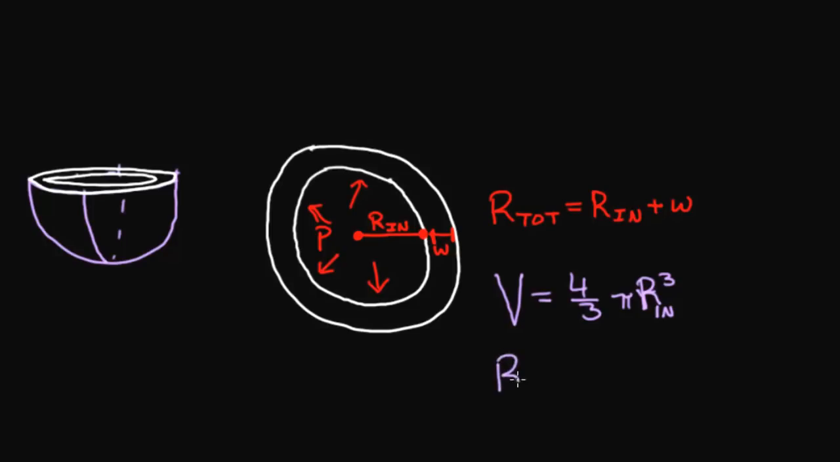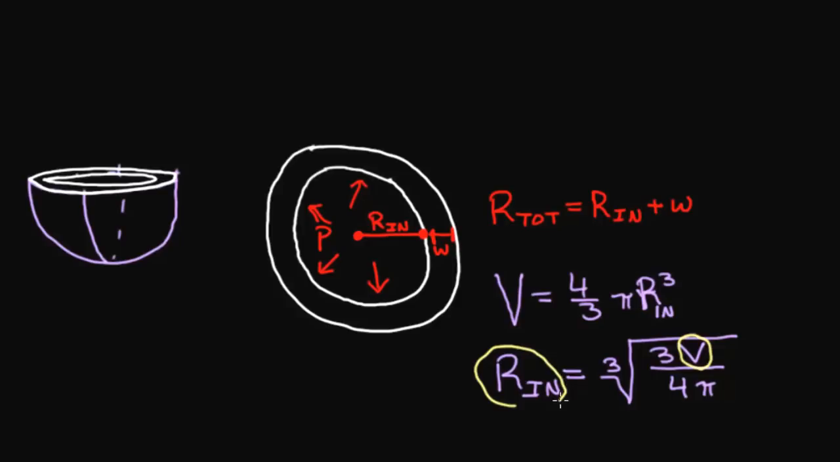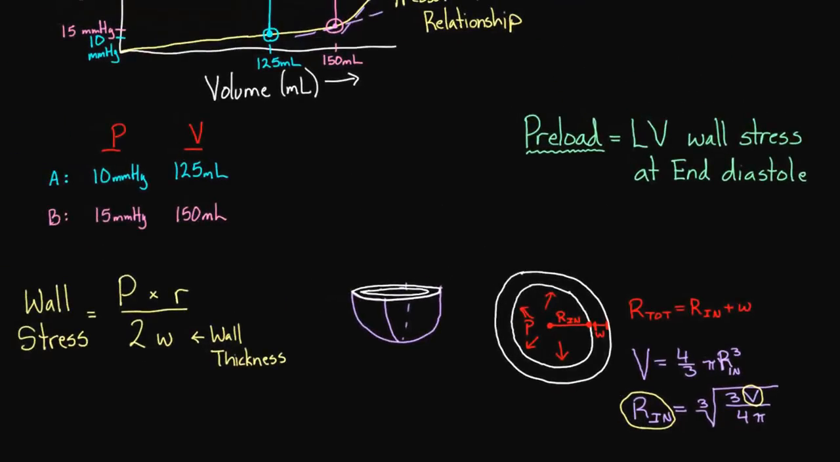So if you want to move things around, you can say, okay, well, the radius on the inside is simply the cube root of, and then you flip around the equation, right? You say, okay, 3 over 4 pi, and this is V for volume. And now, if you have the volume information, you can figure out the radius of the inside.